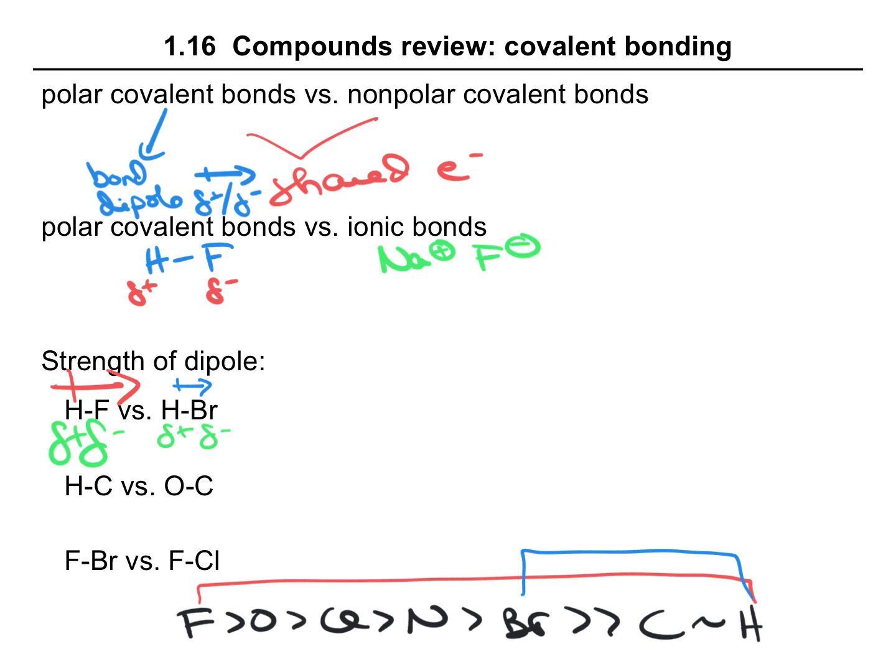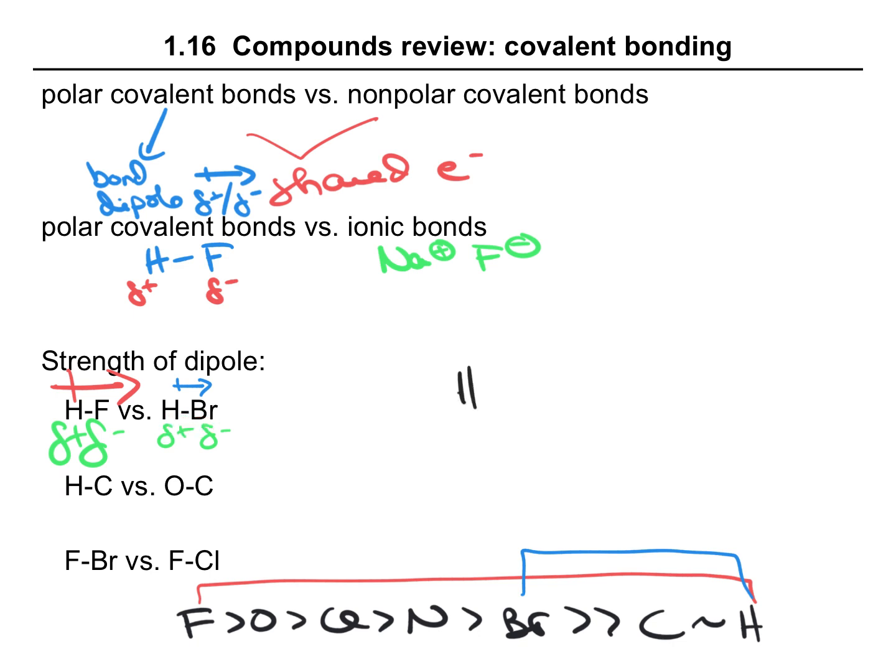Now, please be careful thinking about the size of the arrow or the size of the delta plus, delta minus. You want to make sure that the difference in size is not just an accident of how I happen to write it. All right, in this case, I'm trying to be deliberate about showing that here there's a very unequal sharing, and here it's just a kind of unequal sharing.